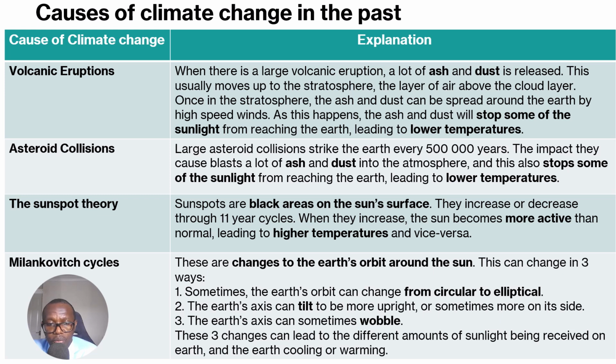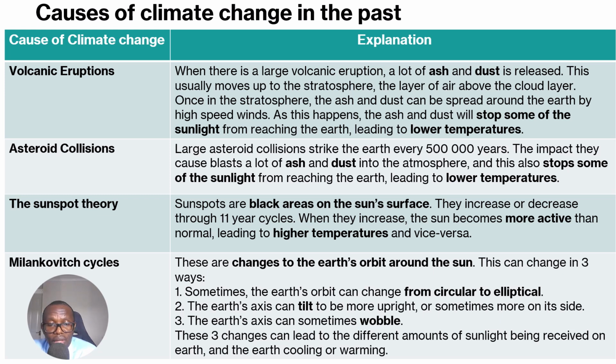volcanic eruptions. So normally, if there is a large volcanic eruption, it's going to emit a lot of ash and dust, which will then go into the atmosphere. And as it moves up, it will eventually get to the stratosphere, which is the layer above the cloud layer. And once there, that ash and dust is going to be spread around the world by very high speed winds. And as this happens, it's going to create a layer that is going to block or stop some of the sun's light and radiation from getting to the earth. And that can lower the earth's temperatures.